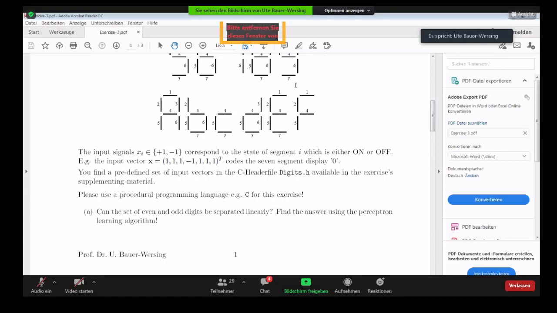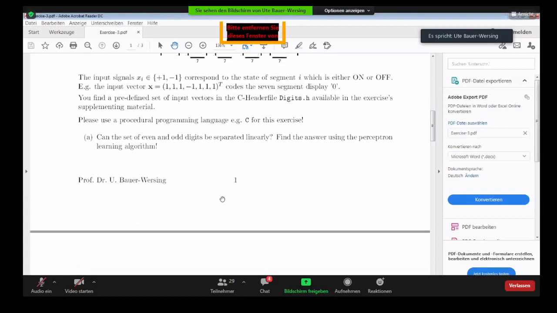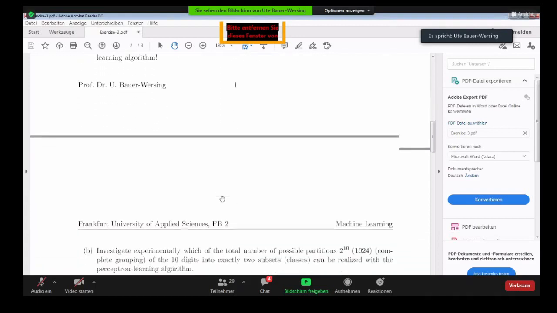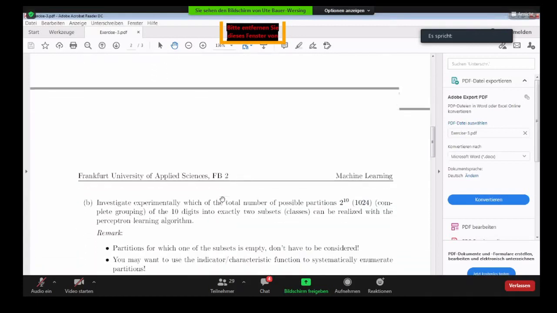I already told you in advance that there is a separating hyperplane between the patterns of odd and even digits. So this was a quite good starting point to test your learning algorithm. All right, we go into it later. So let's move on to part B.